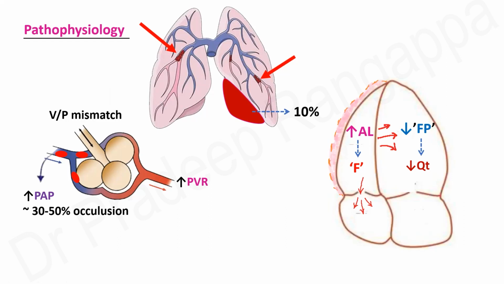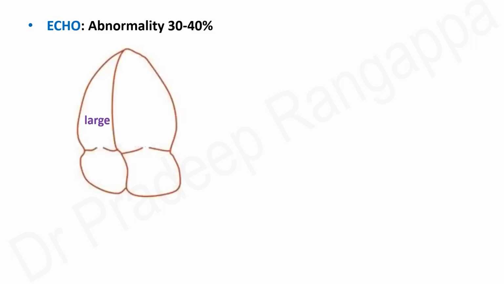There is a load on the RV, dilatation, increase in the RV afterload, and RV dysfunction, leading later on to reduced LV filling and a low cardiac output state. And when all these are happening, there is a conduction abnormality, and the patients can develop right bundle branch block as well. So echo abnormality in pulmonary embolism is only seen in 30 to 40%.